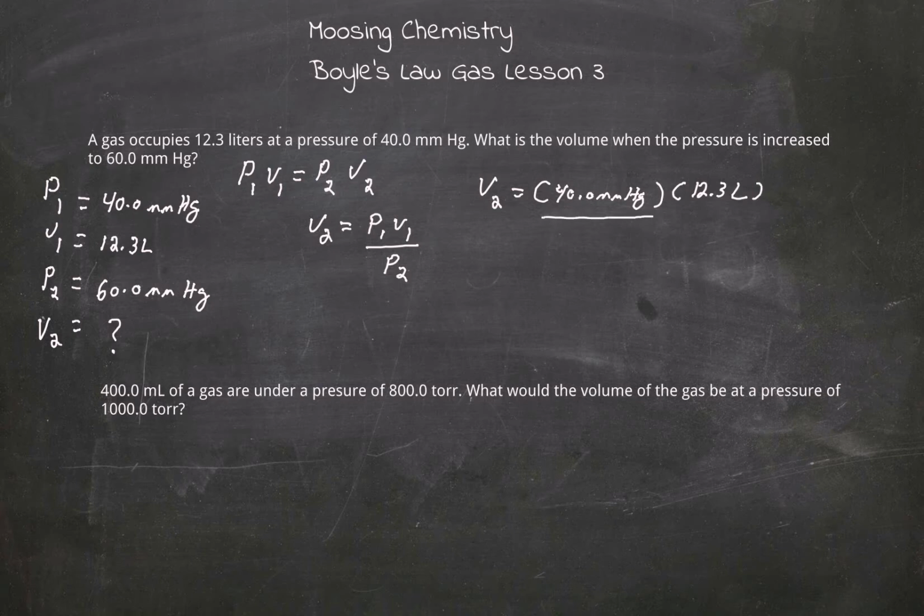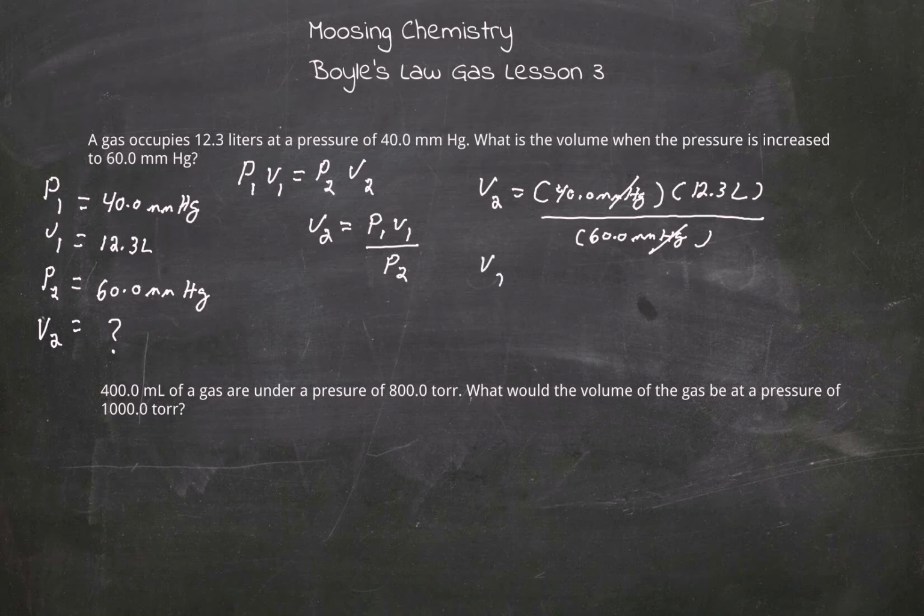Now we're going to divide by 60 millimeters of mercury. Look at the top and the bottom. We have millimeters of mercury on both, so we can get rid of those units, leaving us only liters, which is what we're trying to solve.